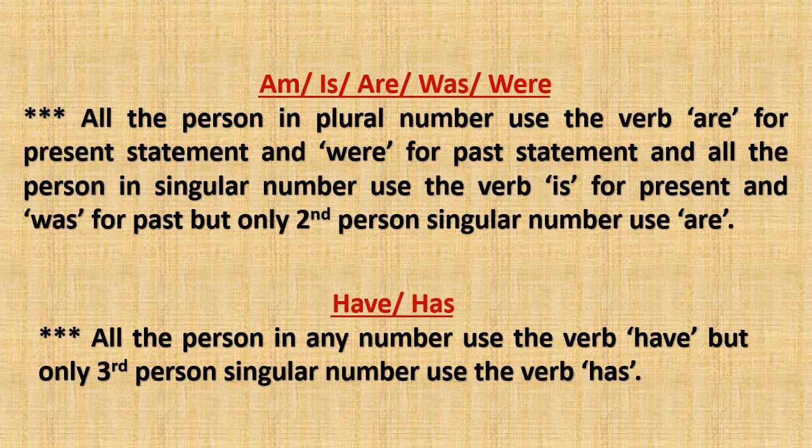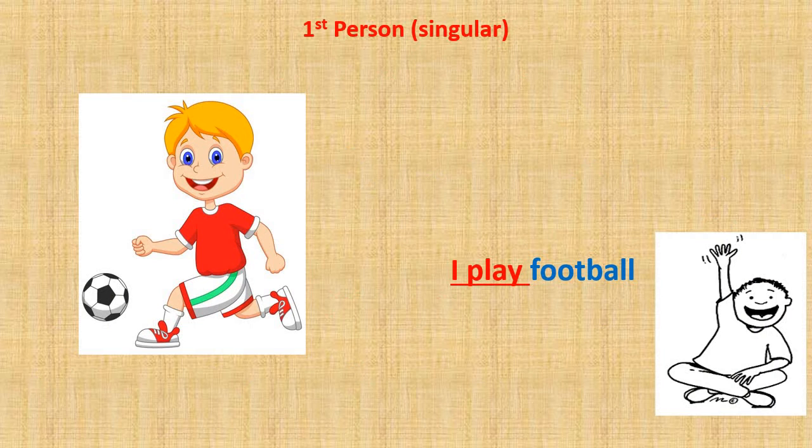Then look at the rules of using have or has. All the persons in any number use the verb have, but only third person singular number uses the verb has. Now let's look at our next section, that is action verb.